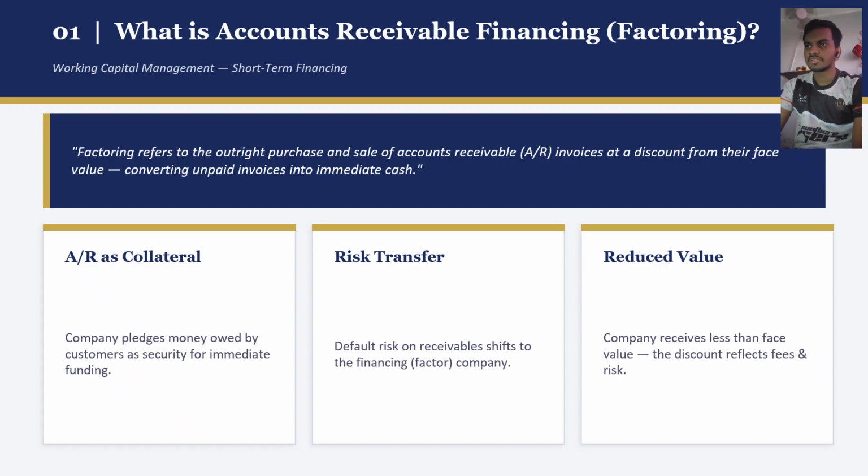What is account receivable financing factoring? Factoring refers to the outright purchase and sale of accounts receivable (AR) invoices at a discount from their face value, converting unpaid invoices into immediate cash. AR is a contractual pledge of money owed by the customer as security in funding. Risk transfer: default risk of the receivable shifts to the factoring company. Reduced value: the company receives less than face value. The discount reflects fee and risk.